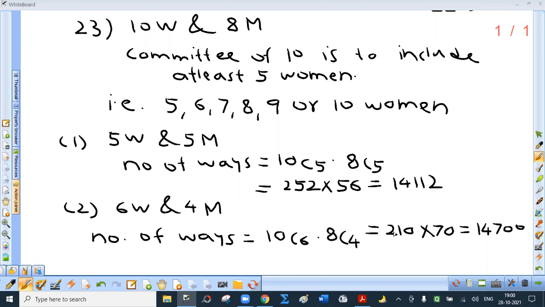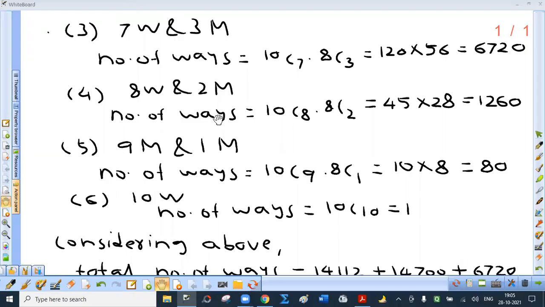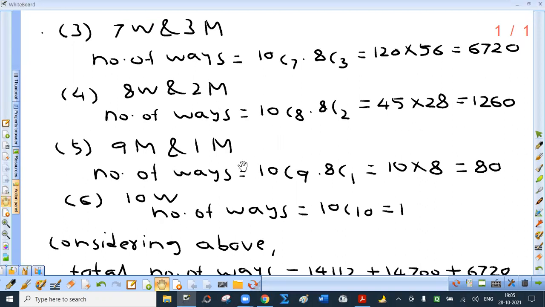So 10C6, which is 210, into 8C4, which is 70. Product is 14,700. Find out remaining. So 7 women and 3 men, 120 into 56, 6720. 8 women and 2 men, 1260. 9 women, I'm sorry, 9 women and a man. So 10C9 into 8C1, that is 80.